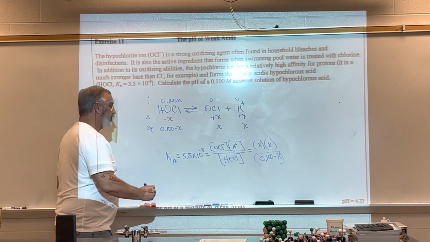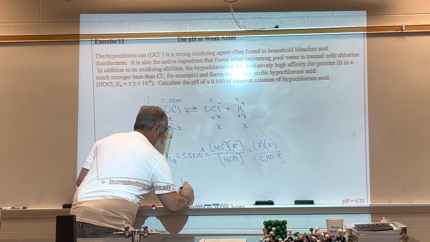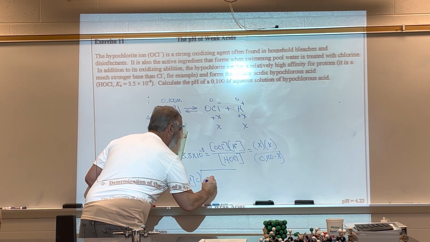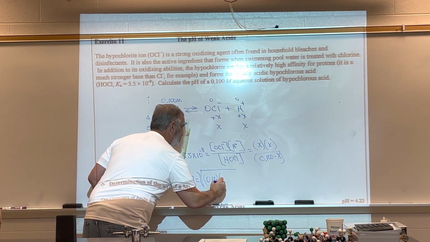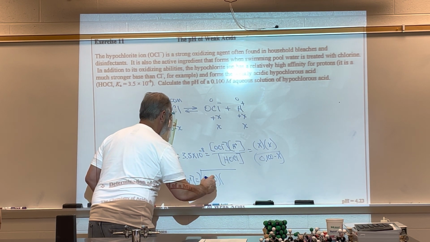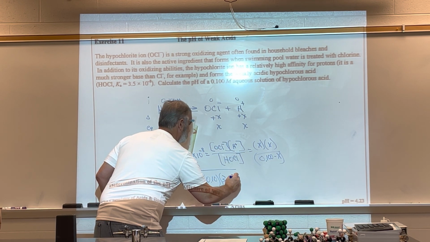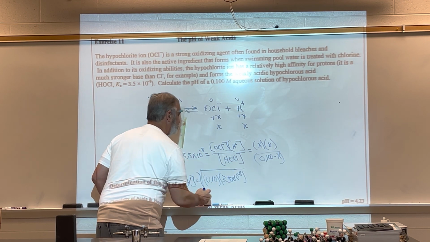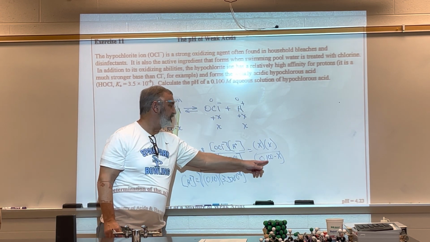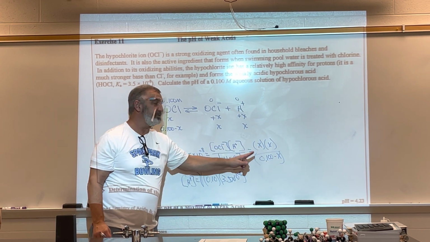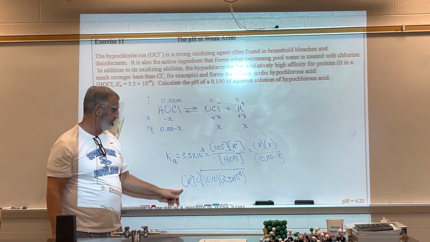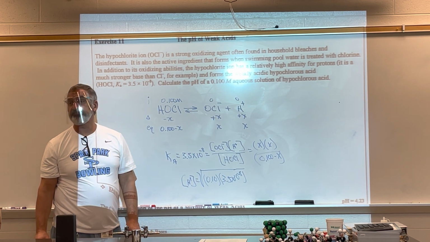Assume it's negligible, so you can go straight to H plus equaling the square root of 0.1 times 3.5 times 10 to the minus 8. That's your Ka. That's what you're going to end up at every time. All I'm doing is multiplying this, get x squared is equal to this times this, then take the square root to get x, which is my H plus. And what does that come out to?